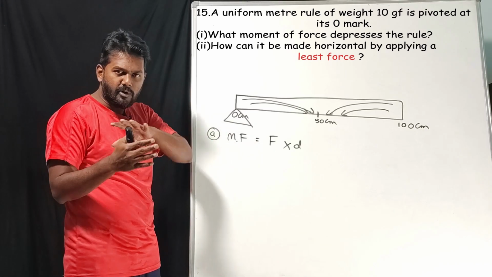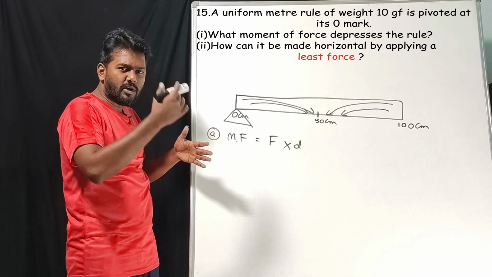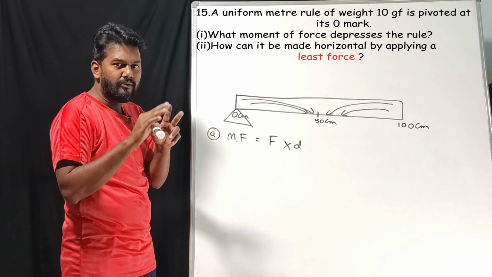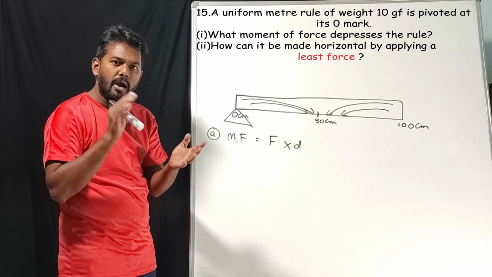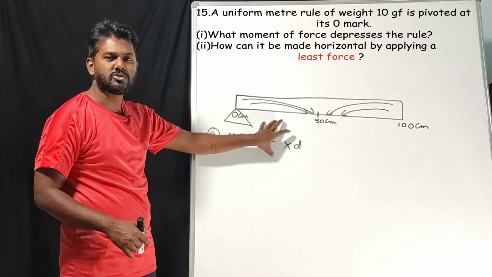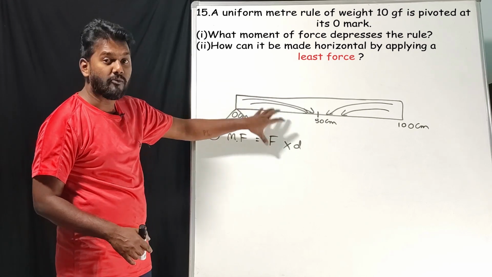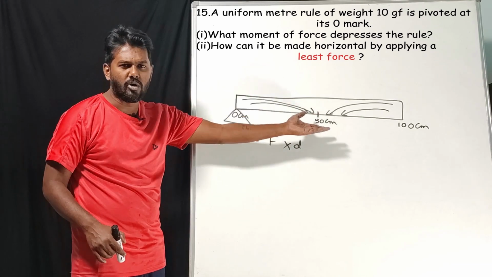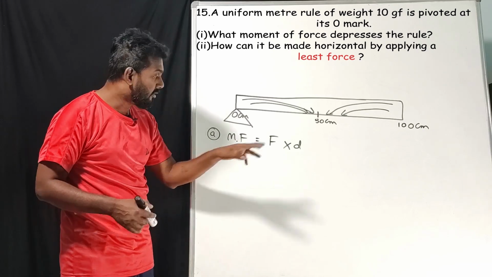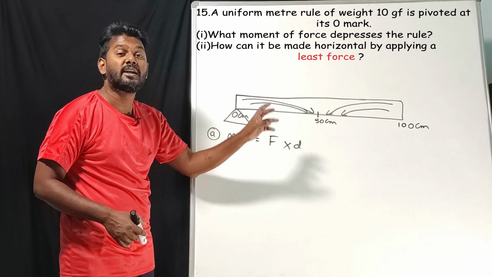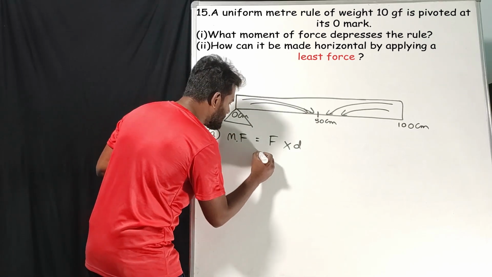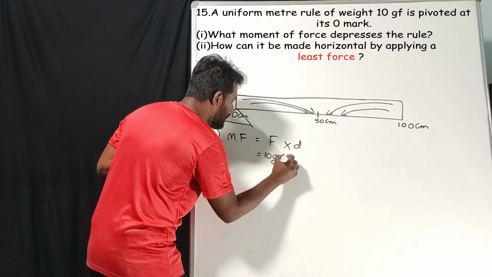Do you remember anything from the previous question? Anti-clockwise moments is equal to clockwise moments. There in anti-clockwise or clockwise, we'll take two values, W into X, correct? X1, X2. What is W? W is nothing but force only. Here we are talking about weight. We don't have any load, any weight, correct? Then how can we get the value of F? F is nothing but the weight of the rule, that is nothing but 10 GF.